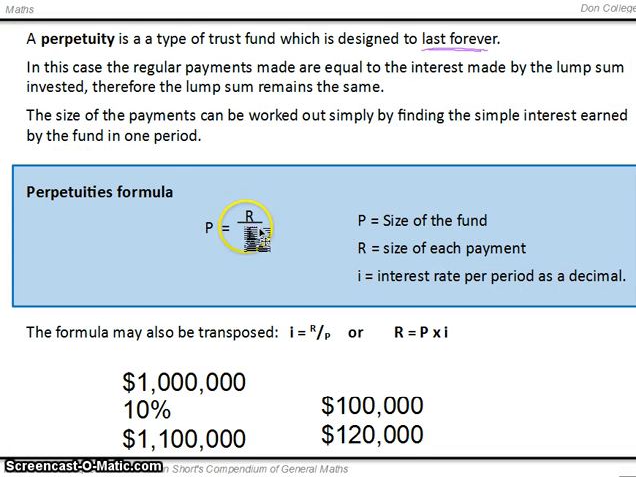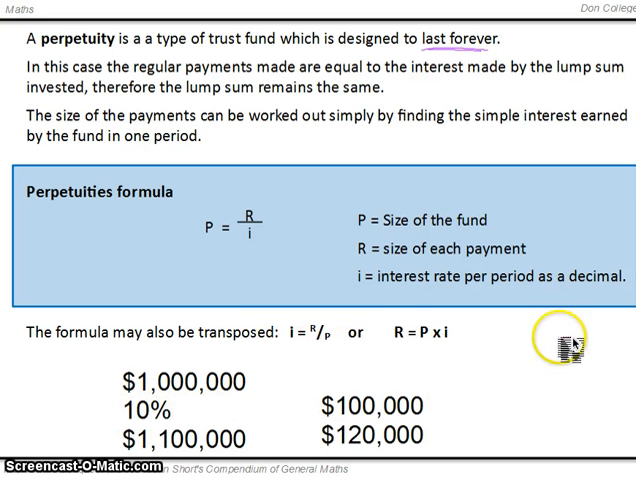Now, there's a formula here that you can use, the perpetuities formula. P equals R over I enables us to calculate how much money that is. P here is the size of the fund, the principal amount that we start with, for example here, $1 million. R is the size of each repayment, so in this case $100,000, and I is the interest rate per period as a decimal. So 10% would be 0.1.